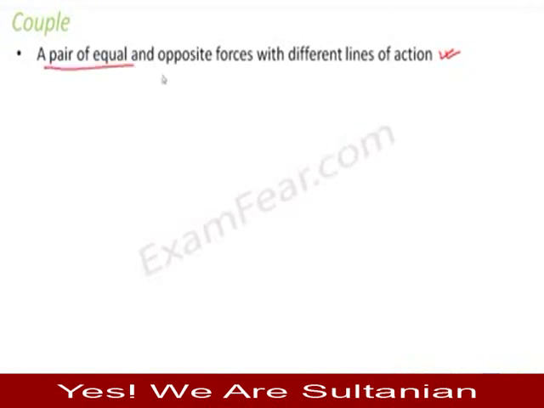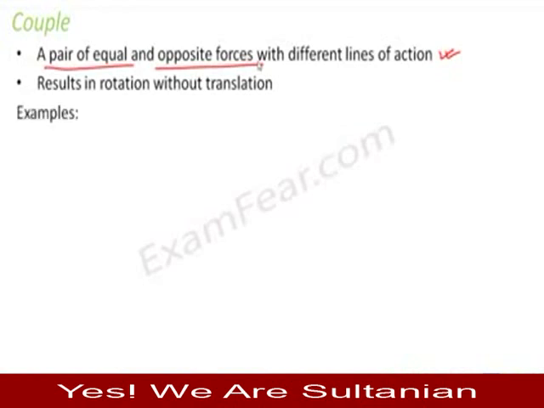This was the example which I was mentioning, right? You have equal and opposite forces because of which the net force is zero. But these two forces are acting along different lines. As a result, there is a rotation which is happening. So this results in rotation without translation.